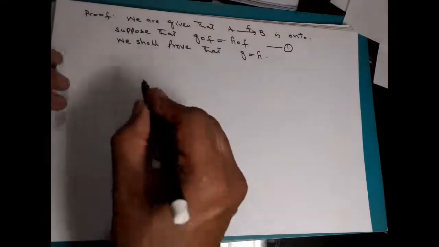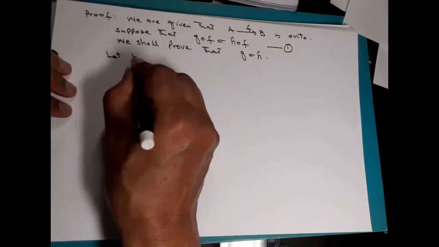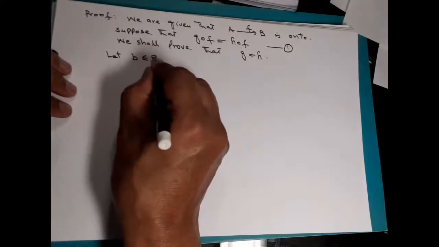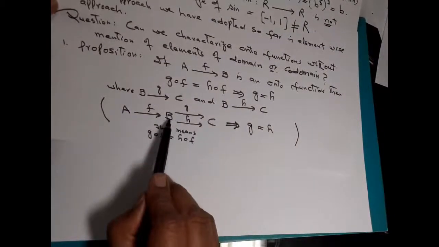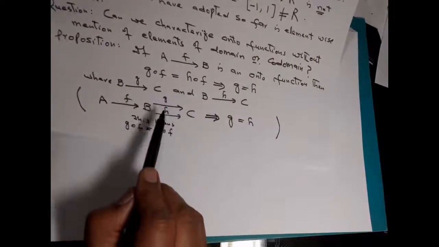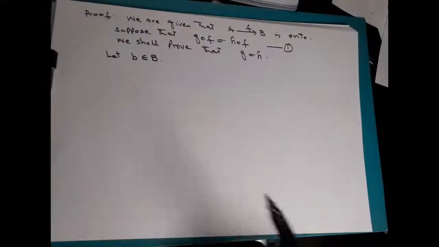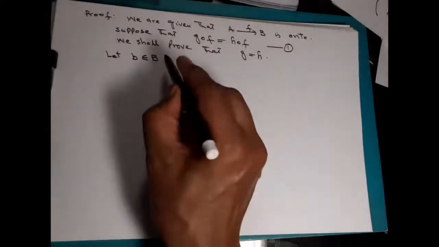In order to prove this particular result, let's take an element b which belongs to B. Note that B is the domain of G and B is the domain of H as well, and we have taken an element of B. We will prove that the effects of G and H on b are equal. Then G and H will become equal. So let b belong to B.